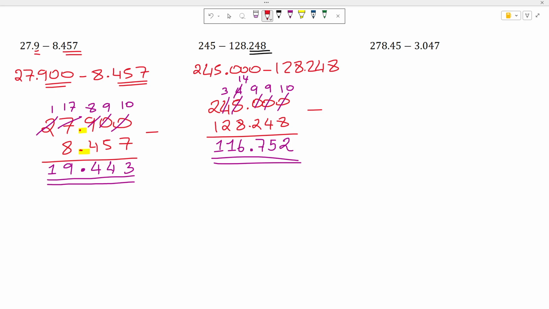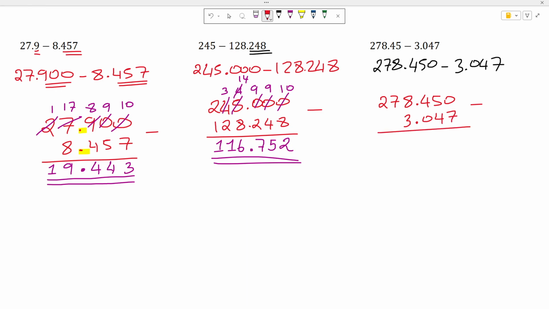Okay, again guys, we're going to first write them as like decimals. So let's go ahead and add the zeros after the decimal. So we have 278.450 minus 3.047. Right guys? All right, now let's go ahead and write them in column method. So we have 278.450 minus with 3.047. Again, guys, now when you write the numbers, make sure the numbers are exactly in the proper place value and the decimal is exactly below the decimal.